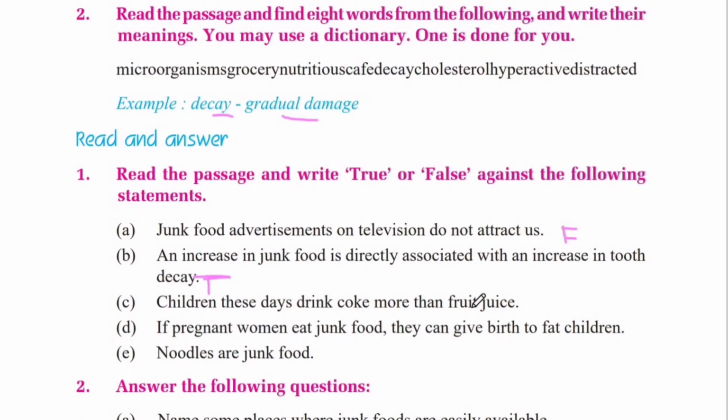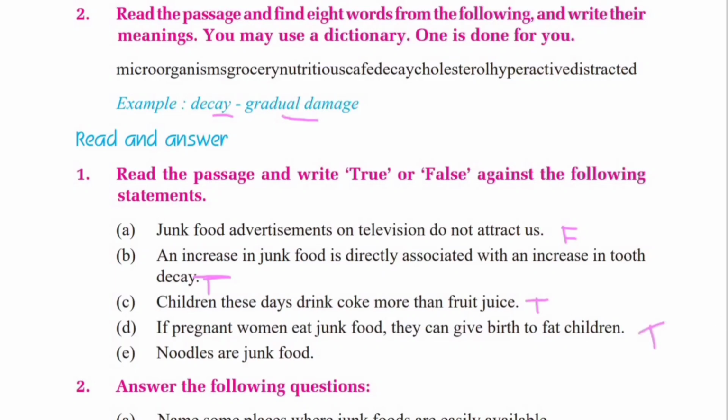C number: children these days drink Coke more than fruit juice. And the answer is true again. Yes, we all know children these days drink Coke more than fruit juice. D number: if pregnant women eat junk food, they can give birth to fat children. And the answer is true again.